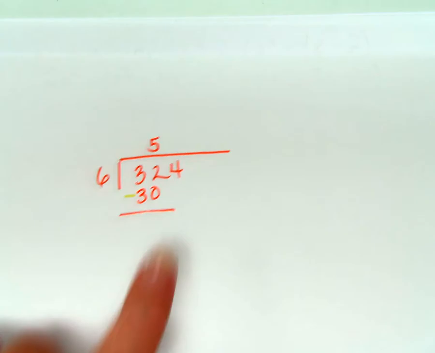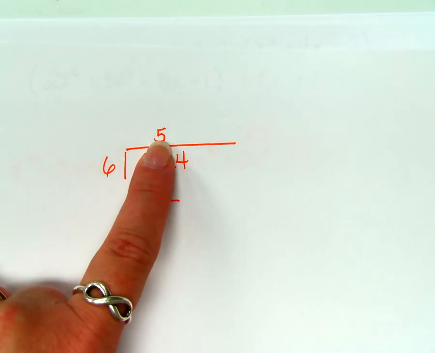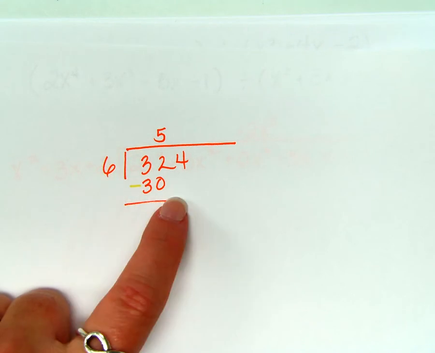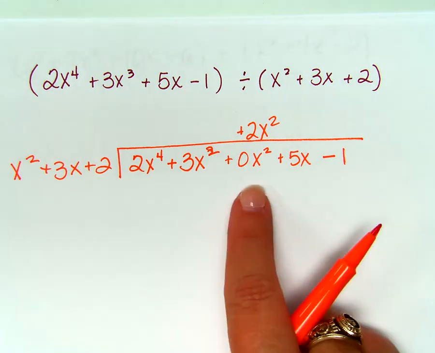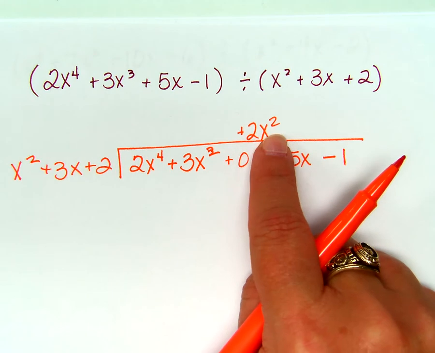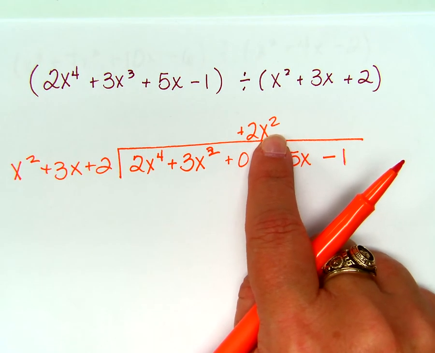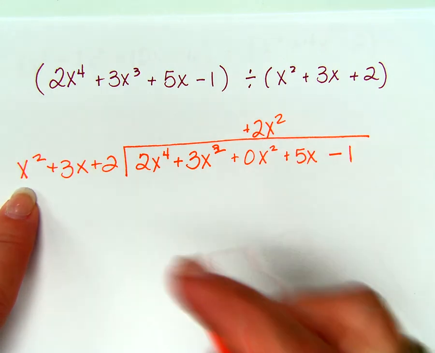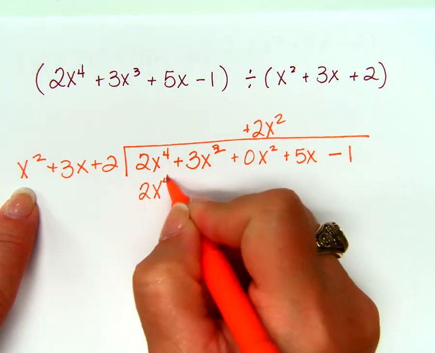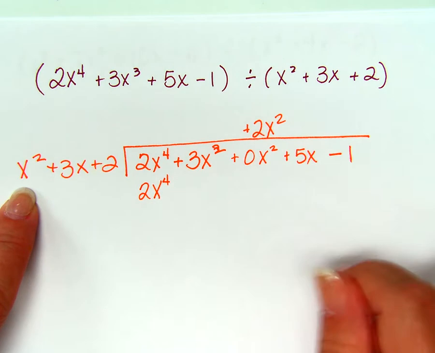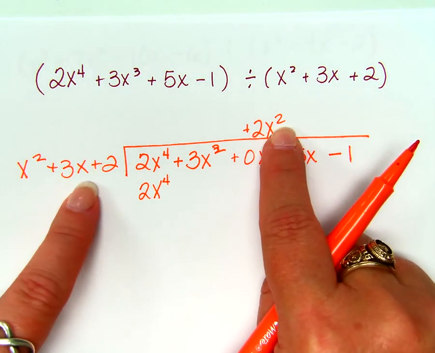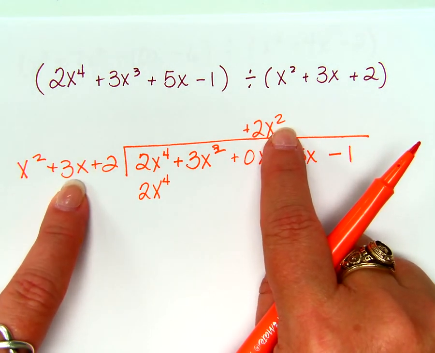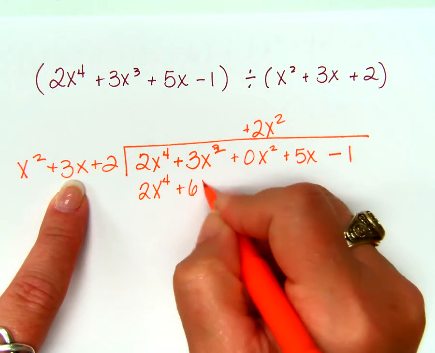Now in this problem, once I put the 5 up here, what did I do? I multiplied whatever was up here by whatever's right here. In this case, I got 30, right? Well, what would I do here? 2x squared times x squared. What is 2x squared times x squared? 2x to the 4th. Would it make sense that I lined it up underneath the like term? Okay. What's 2x squared times 3x? Yes, 6x to the 3rd. That's exactly right. 6x to the 3rd.